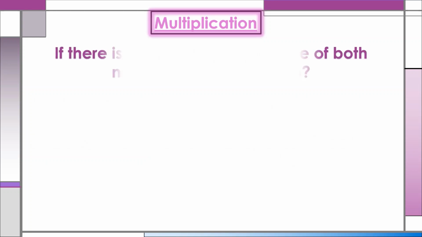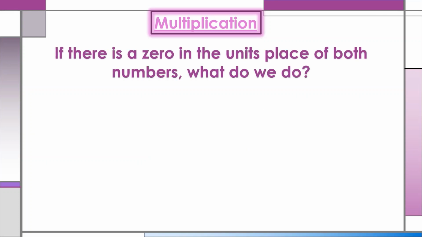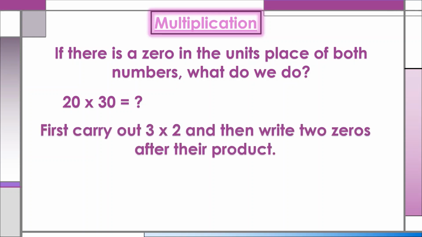If there is a 0 in the units place of both the numbers, what do we do? 20 multiplied by 30. First carry out 3 multiplied by 2 and then write 2 zeros after their product. That is 20 multiplied by 30 is equal to 2 threes are 6 and 2 zeros after 6, 600. 30 multiplied by 30, 3 threes are 9 and 2 zeros after that, 900.